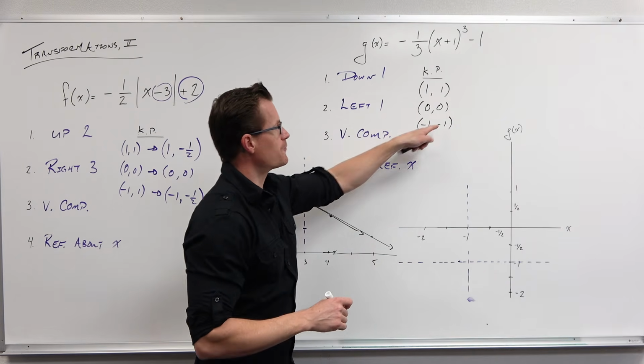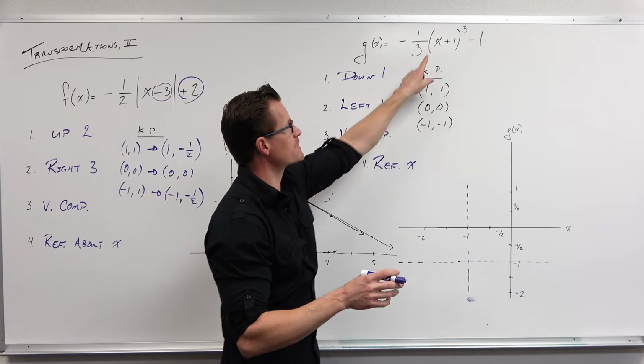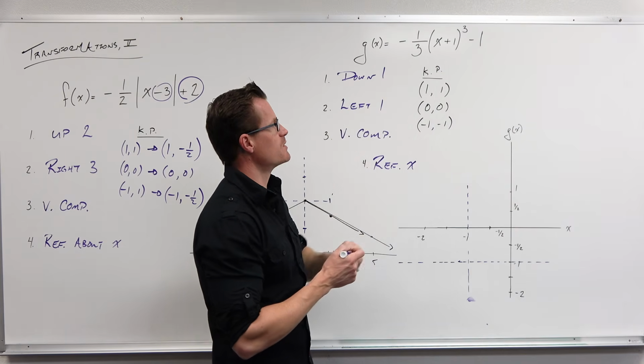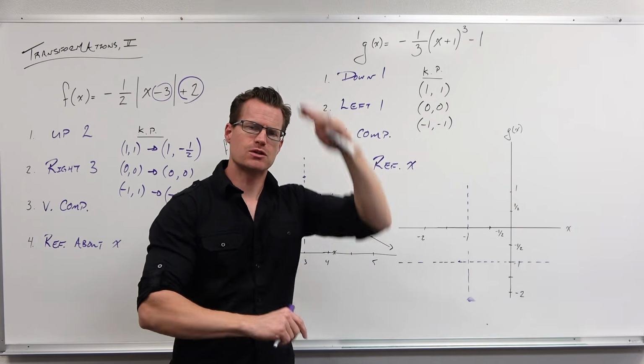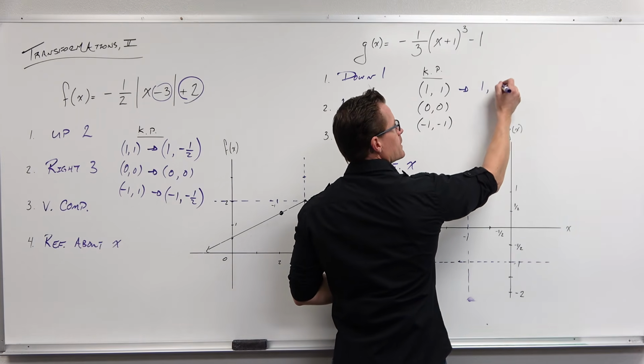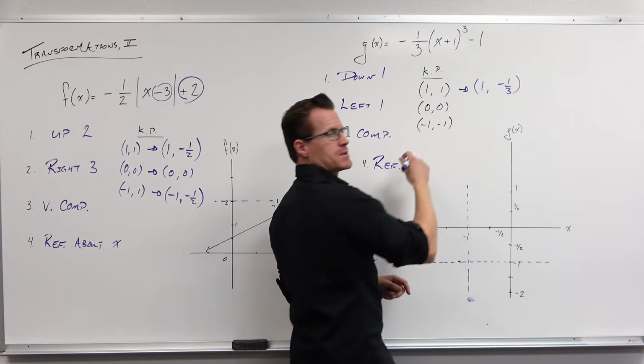Our key points are being affected as far as their outputs, not inputs. There's nothing multiplying your input, so it can't change. But your output values are being multiplied by -1/3. Yeah, it's going to shrink them and reflect them. So our inputs don't change. That's 1, but -1/3, because 1 times -1/3 is -1/3.